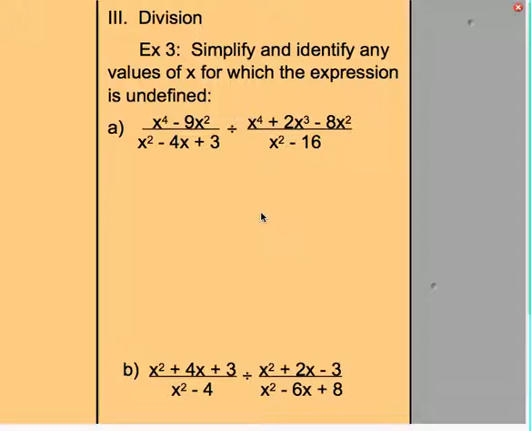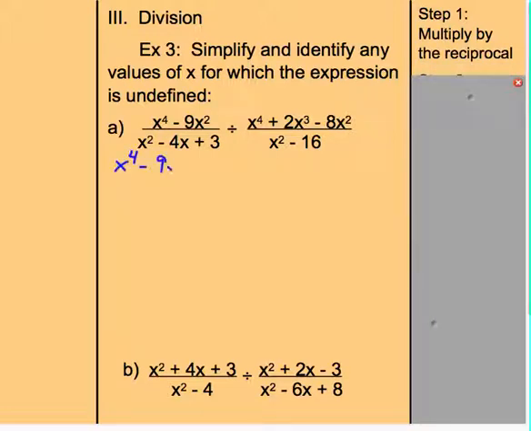Finally, we're going to take a look at dividing rational expressions. Exact same thing as simplifying and multiplying, except for one additional step. When we divide fractions, we multiply by the reciprocal, so that's what we need to do first. Everything else is the same as what we've already seen.